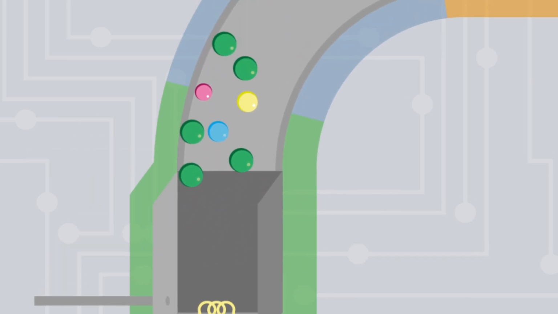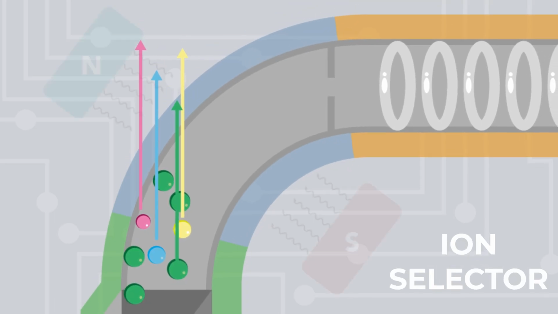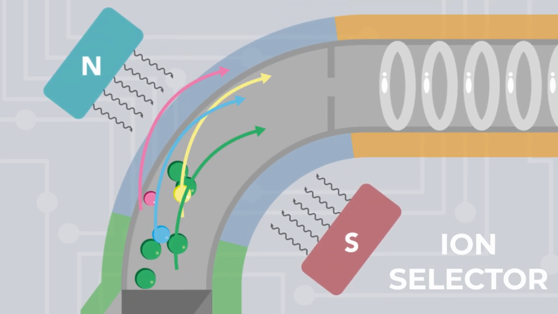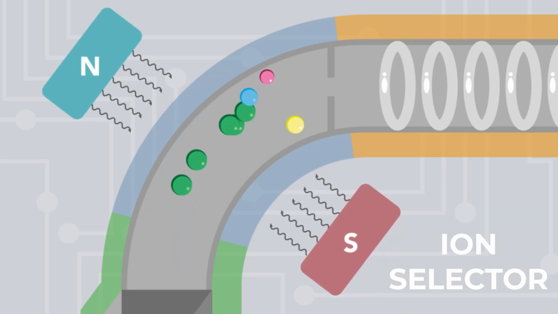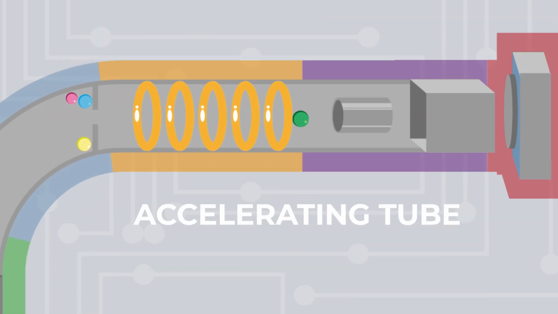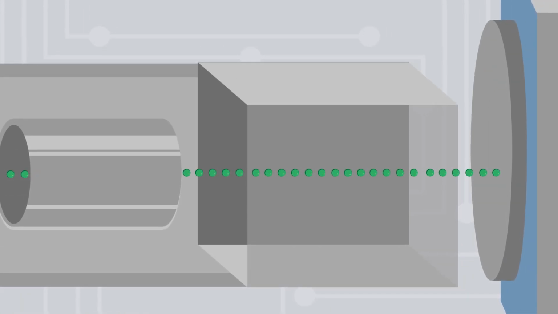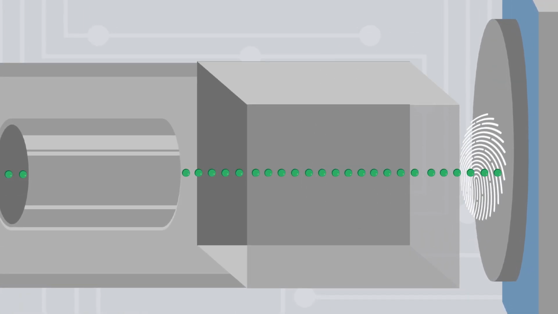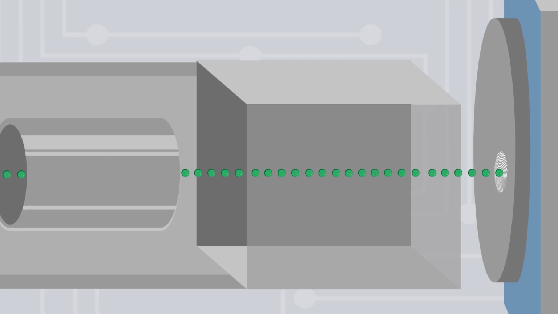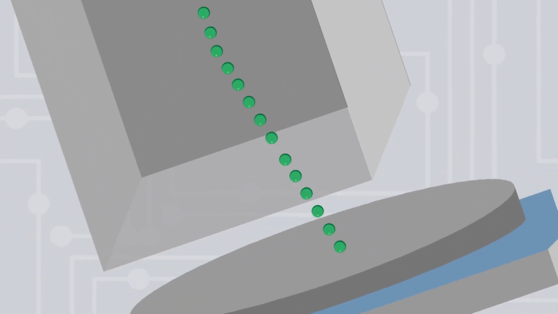Once the ions exit the source, they pass through a curved region under a strong magnetic field. The field bends their paths differently, making it possible to filter out unwanted ions and keep only the desired ones. In the accelerator tube, a series of rings generate electric fields that accelerate the ions to high speed. The accelerated ion beam then strikes the wafer placed in the implantation chamber. The result is an implanted area roughly the size of a fingerprint. So to implant larger areas, a scanner is used to deflect the ion beam across the surface.